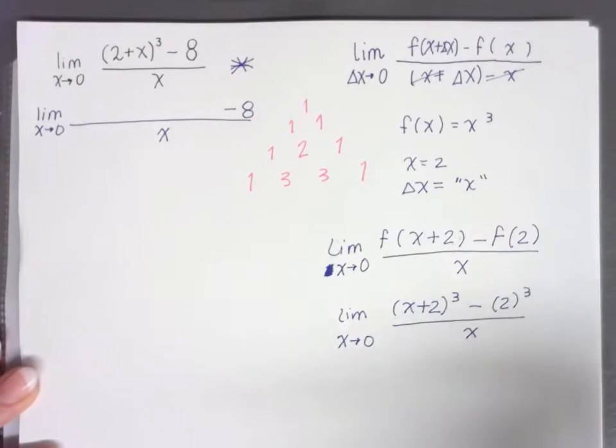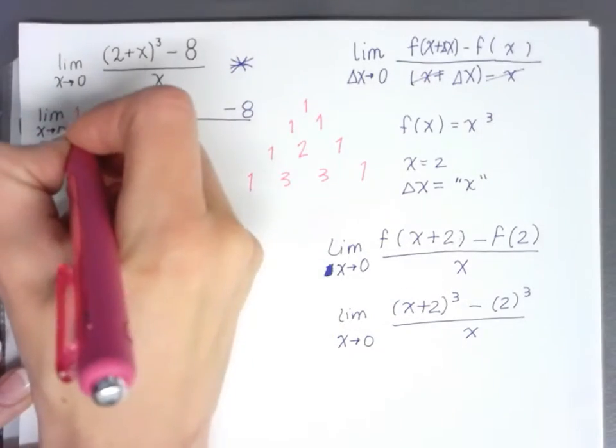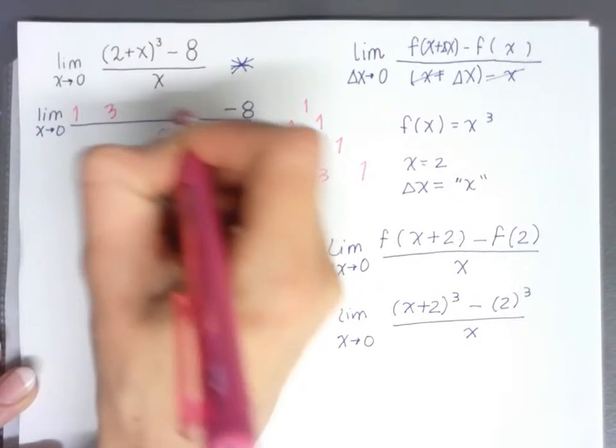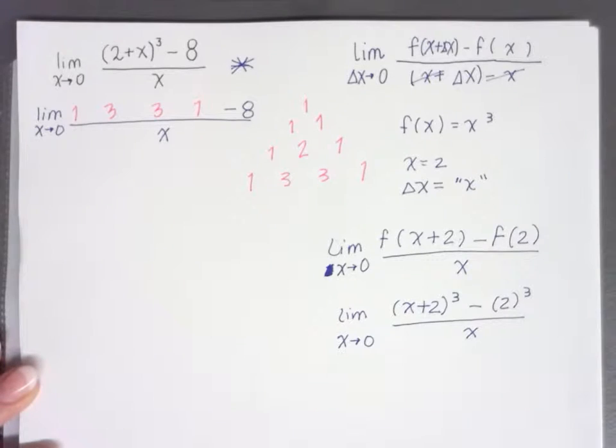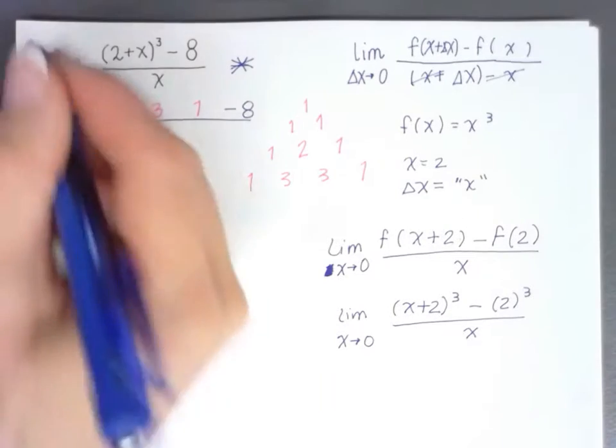Now, I'm going to take this 1, 3, 3, 1. I'm going to use those. Those start as my coefficients. They end up not being the coefficients when all is said and done in this case, but they start as my coefficients. Next thing, here's the 2.